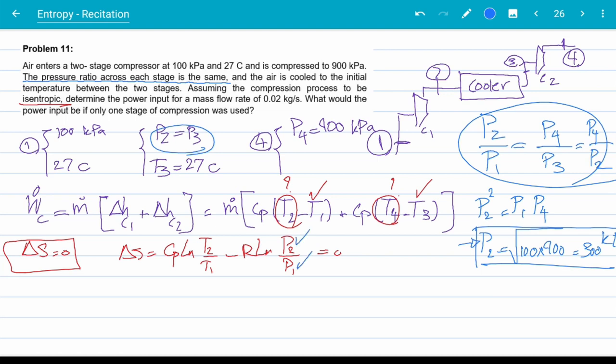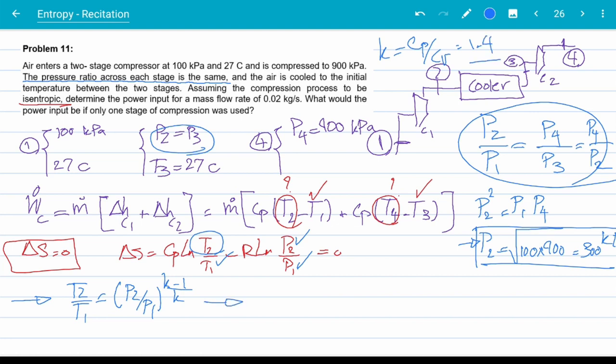P2 is known, P1 is known, T1 is known, so I can find T2. If I play with the red equation, I can get T2 over T1 is P2 over P1 to the power of (K minus 1) over K, where K is the ratio of Cp over Cv for air, which is 1.4. So plugging in everything that I have, and K of 1.4, I get T2 is 410.62 Kelvin. So I found T2.